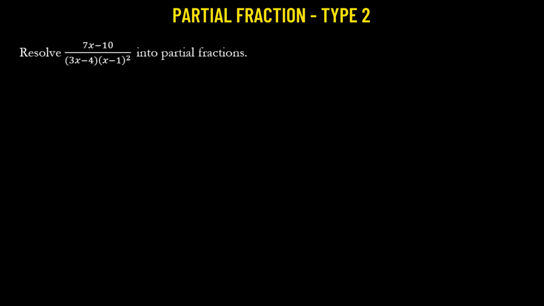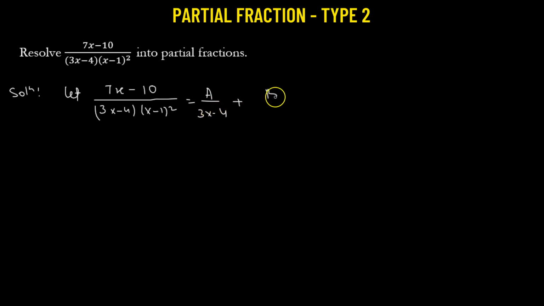So here we have a rational fraction and we need to resolve it into partial fractions. So let's begin. Here, we will consider three partial fractions. That means we can split (7x - 10) divided by (3x - 4)(x - 1) whole squared into three partial fractions, as A over (3x - 4).